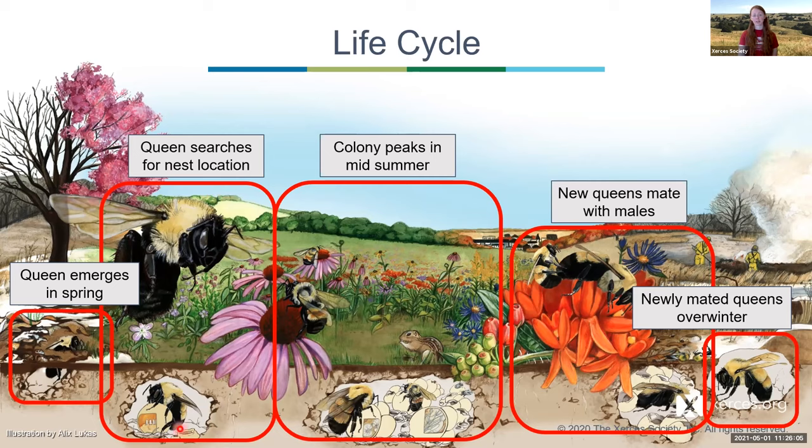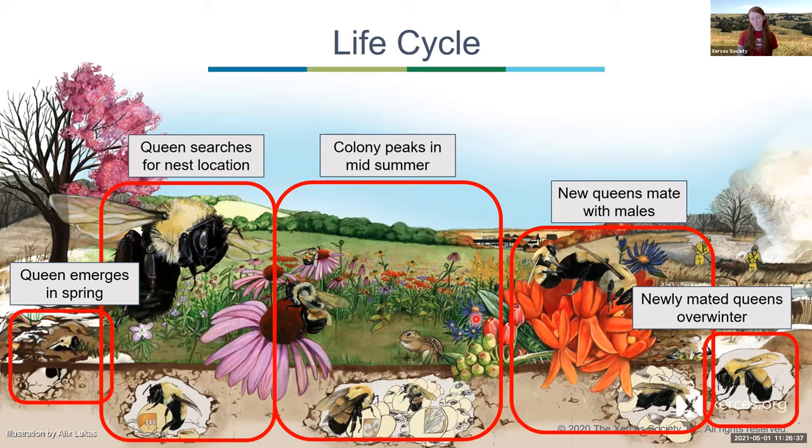When she finds a nest site, she collects some nectar and pollen, starts laying her eggs, and builds waxen pots to hold the food in. Then as the first batch of workers emerge, they start taking over the foraging. So between spring and summer, we see a lot more workers on the landscape taking care of the foraging and maintaining the nest, and the queen stays in the nest for the rest of the season, simply focusing on laying eggs.